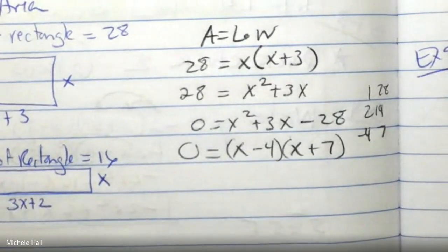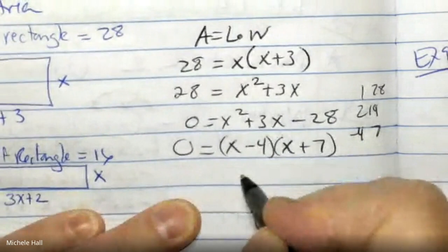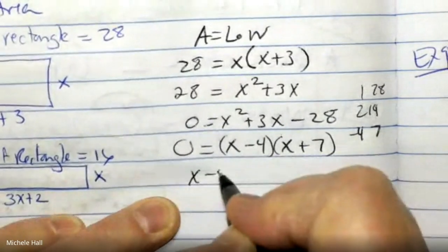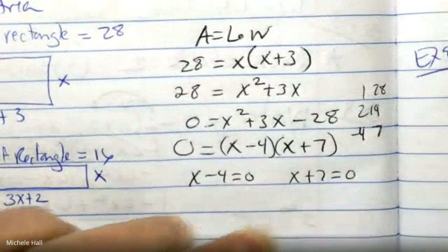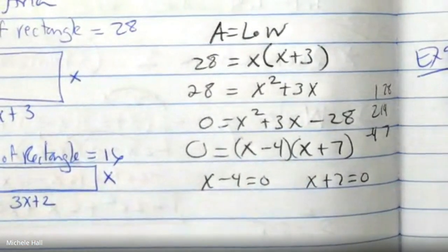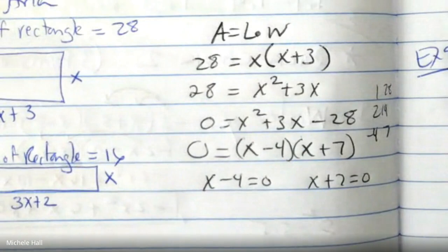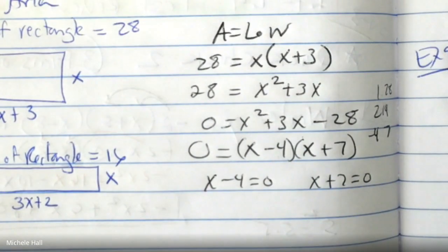Now I need to solve these. And so it says that I can take each factor and set it equal to 0 and solve them. Again, you wouldn't necessarily do this step. And go ahead and solve that. All right, so we get x equals 4 and x equals negative 7.